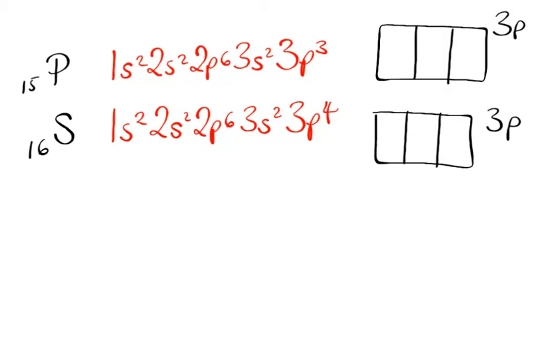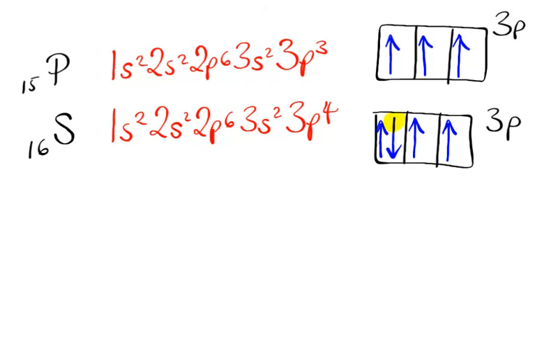So for phosphorus, first electron, second electron, third electron, so each of our electrons will go into a separate 3p orbital. Now for sulfur, we'll fill up in the same manner, but for sulfur its fourth p electron will have to pair up. And this is the answer to our problem.